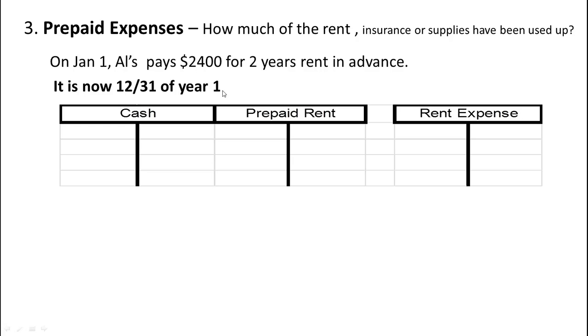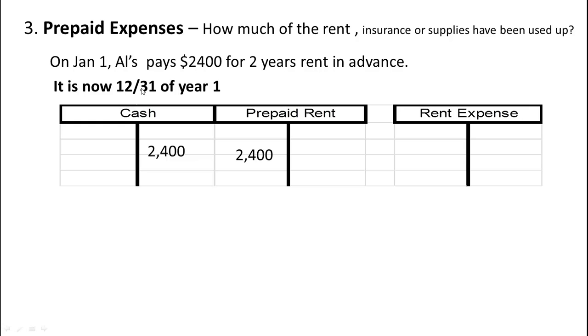So here's our accounting equation, and let's first make this $2,400 payment on January 1st. We debit prepaid rent, and we credit cash. This prepaid rent is an asset on our books because it has future value. It has really 2 years' worth of future value because it's going to be rent for 2 years. Now this is not the adjusting entry; this is just the regular journal entry to record the $2,400 rent that we paid in advance.